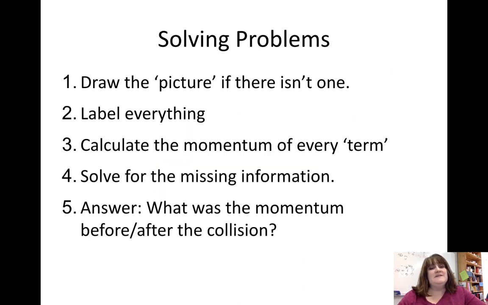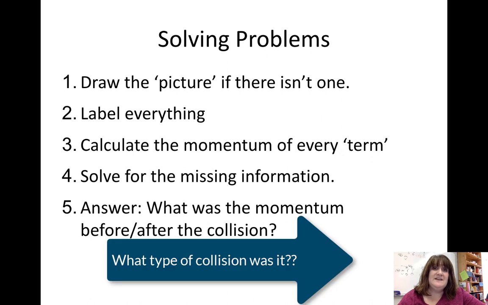What you should do every time you go to solve one of these problems, and you're going to be doing several in class on your own today: draw a picture if there isn't one for you. Label everything based on the problem. Calculate the momentum of each and every term, solve for the missing information, and then answer what was the total momentum before and after the collision. Also, don't forget that you do need to be able to identify what kind of collision it is.